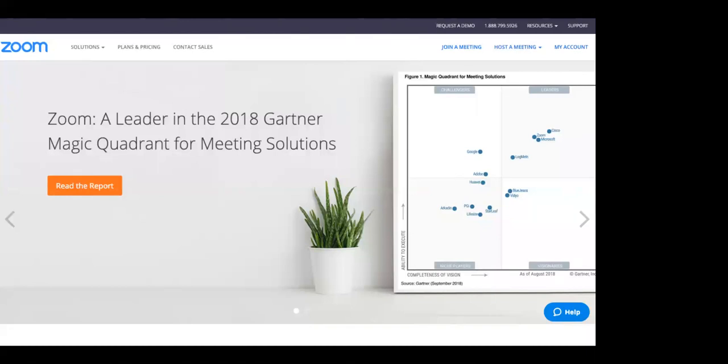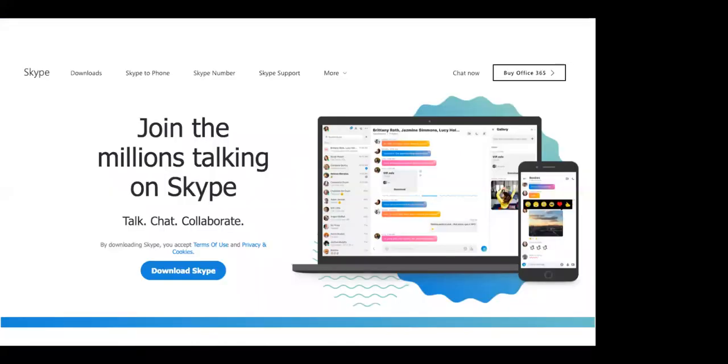When you look at the different images that they're using, so their hero image is basically a graph showing you how good they are. Let's look at a different competitor, and we'll put all this together into the table in a minute, and it will make a lot more sense. Then we have Skype. Join the millions talking on Skype, talk, chat, and collaborate. We've got that hero image.